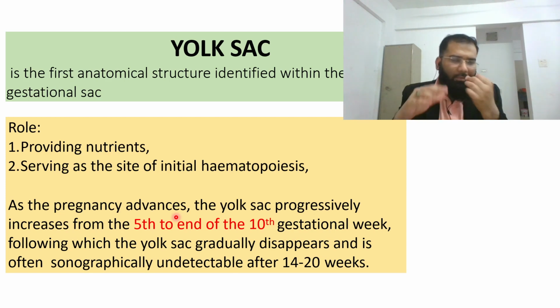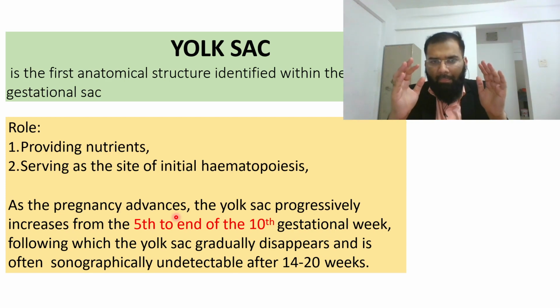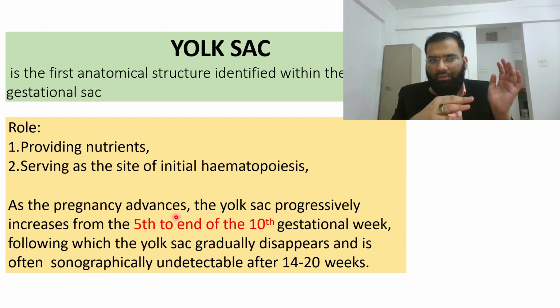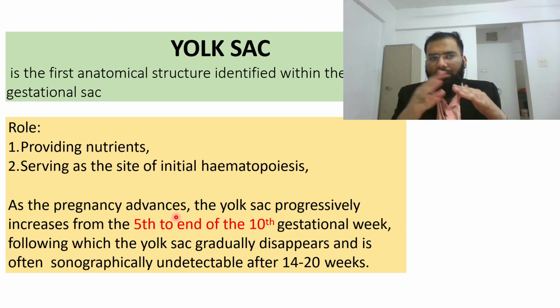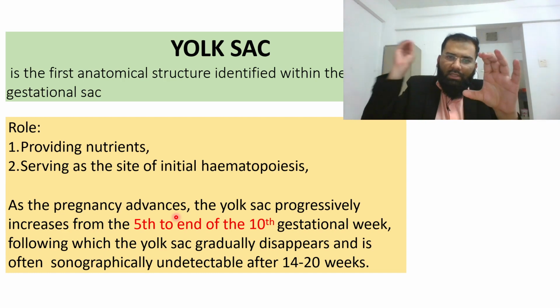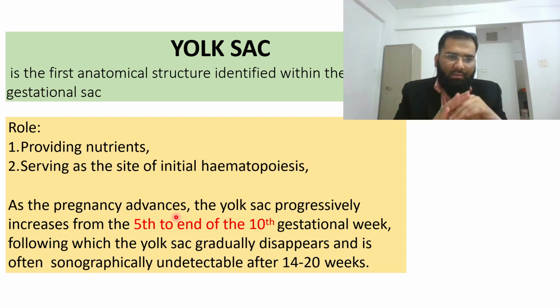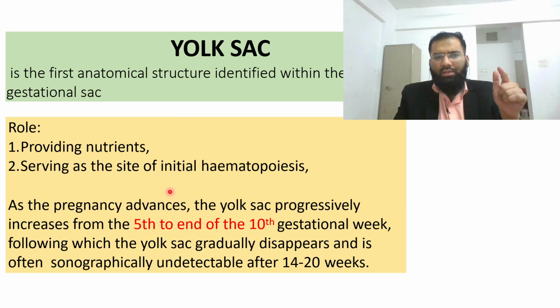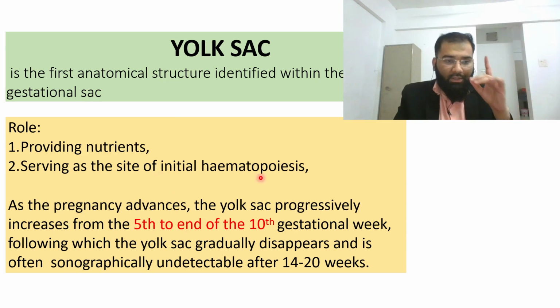Now yolk sac. After the G-sac, we saw various signs related to the G-sac. Now the second most important structure, or the first anatomical structure which is seen inside the G-sac, is the yolk sac. The function of the yolk sac is to provide nutrients. It serves as the site of initial hematopoiesis.